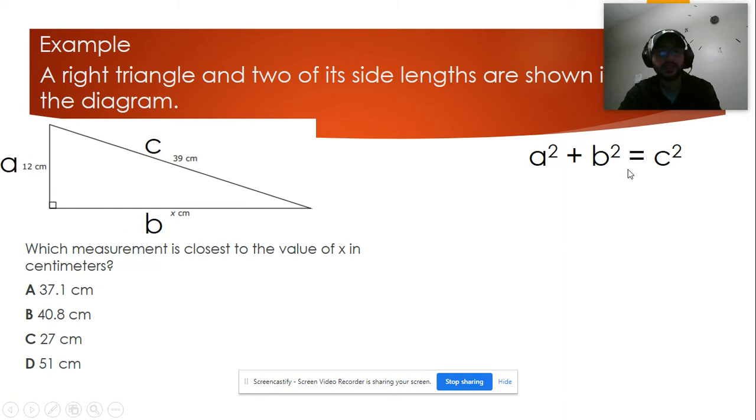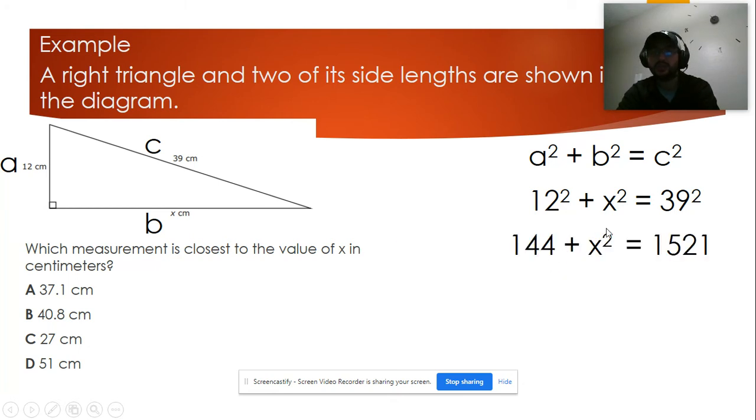Now, let's replace in the equation. A will be 12. B, we're going to replace with X because we don't know the value of B. And C will be 39. Now, what is 12 squared? 144 plus X squared equals 39 squared, which is 1521.